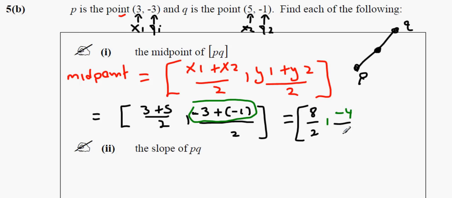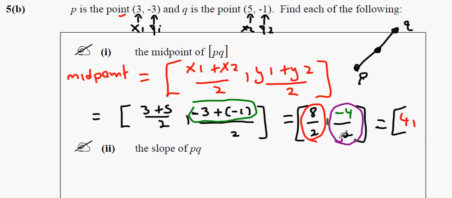Enter these two fractions into your calculator, and what you're going to get is the red part is going to be 4, and the purple part, which is this part here, is going to be minus 2. Okay, so you're going to get 4 minus 2.